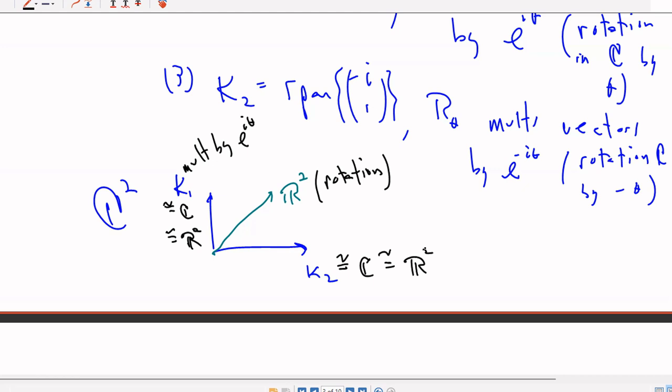So if you want to look at how all this stuff is working, we get multiplication by e to the i theta. Here we get multiplication by e to the minus i theta, which is rotation by negative theta. So these are all subspaces of C2. And it's very nice that you write all that up, because it shows what the e to the i theta, e to the minus i theta is about. It's really about the isomorphism between C and R2, I suspect.